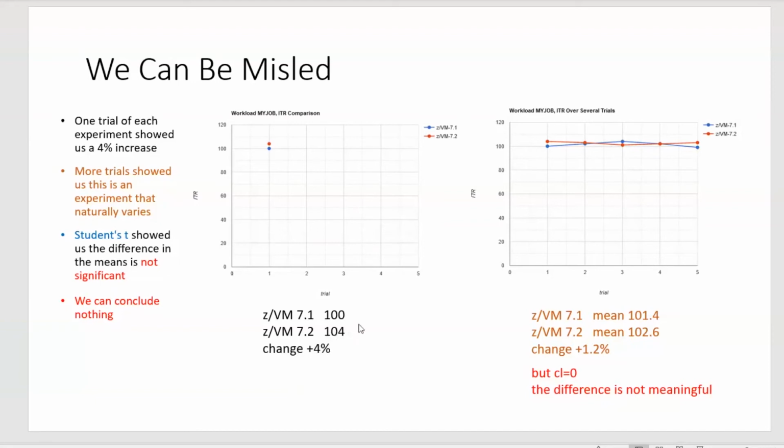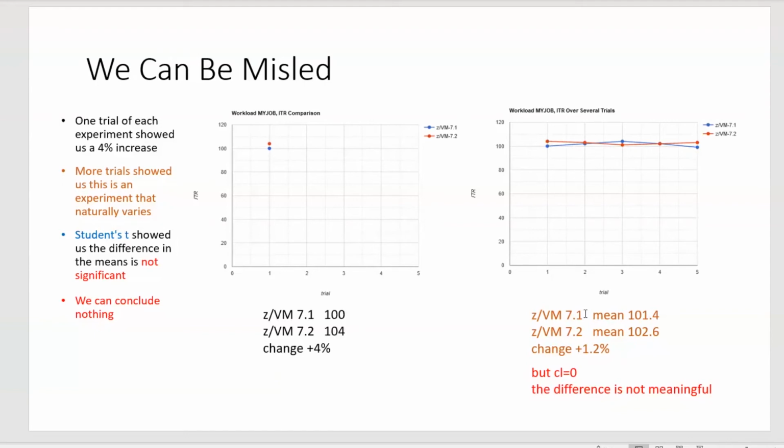So you try to go back to the lab, and maybe we'll run it a few times and see if we can find out what happened. And that's what is depicted over here on the right-hand side. You can see the first trial, 7.2 is a little better than 7.1, but as we did 5 trials of each experiment, you can see that these things crossed over, right? There's some vibration in the 7.1 result, and there's some vibration in the 7.2 result.